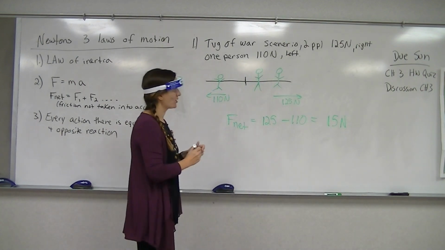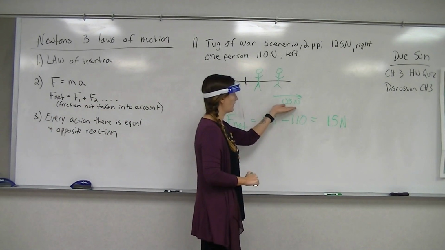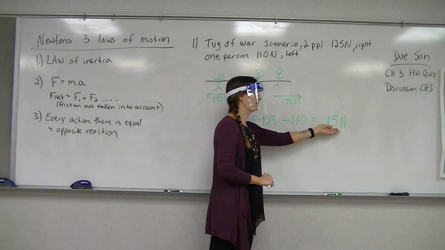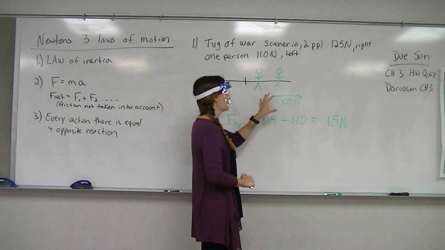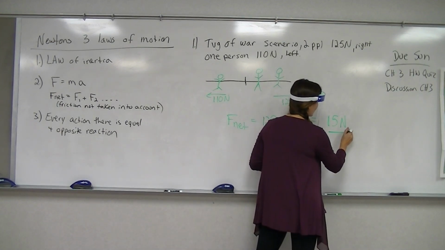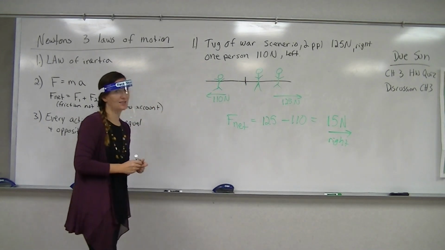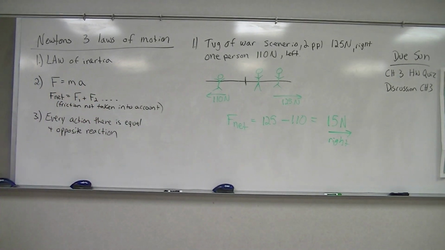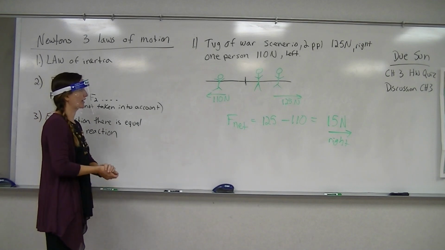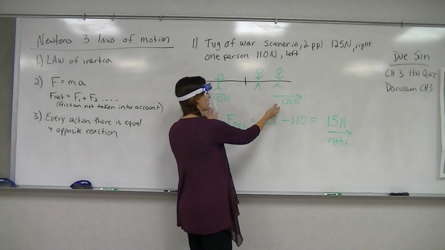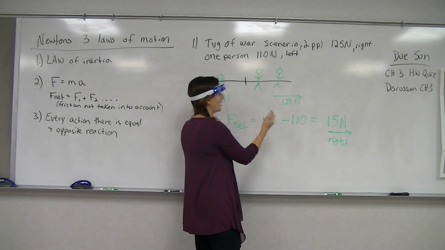But since it's a force, we want to also give a direction. So subtracting them, that means the people on the right are going to win because they are applying 15 more newtons of force than the person on the left. So the people on the right are going to win. So what direction is the rope going to go? To the right. So 15 newtons to the right is the sum of forces, or the total net force. So the key for problems like this is knowing whether they are applying those forces in the same direction or opposite directions. If it's the same direction, we add them together. If it's opposite, we subtract them.